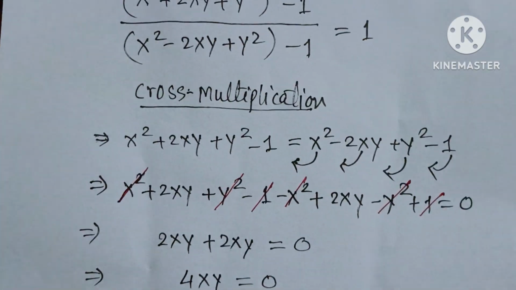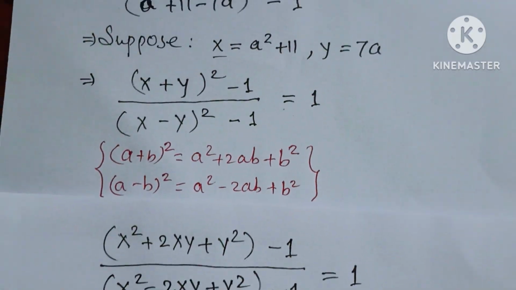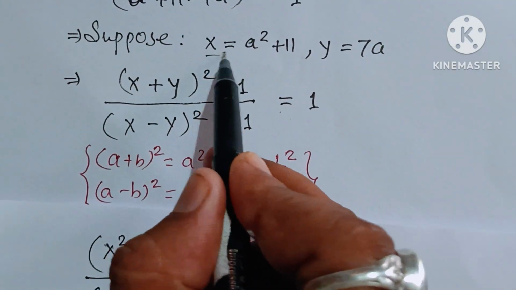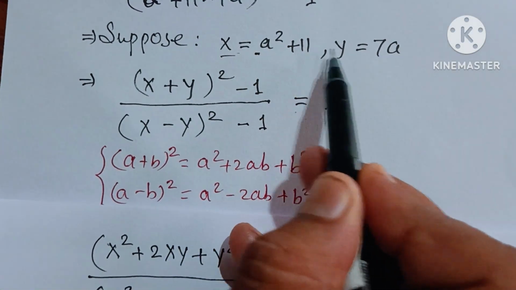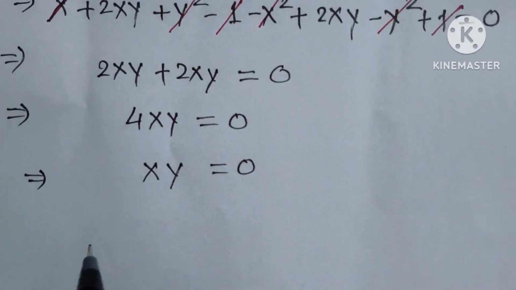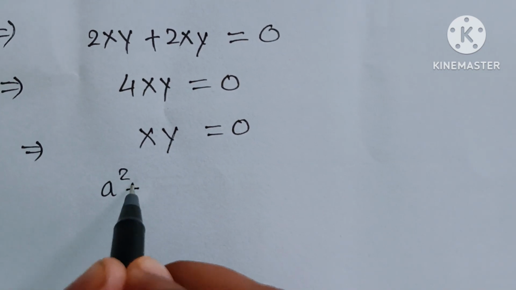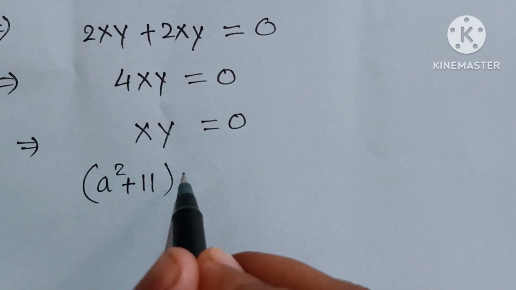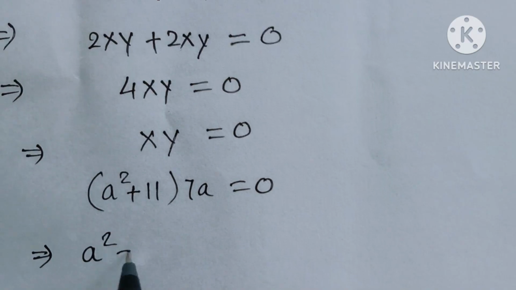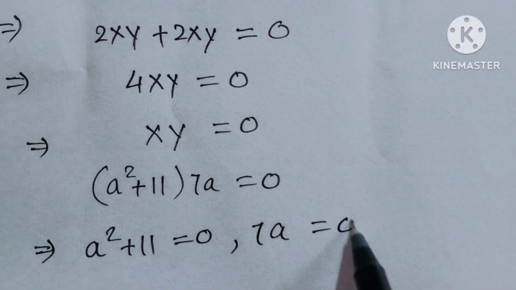Now we know that the value of x is a square plus 11 and y is equal to 7a. So we have to put these values: x is equal to a square plus 11 and y is equal to 7a. So a square plus 11 equal to 0 and 7a equal to 0.